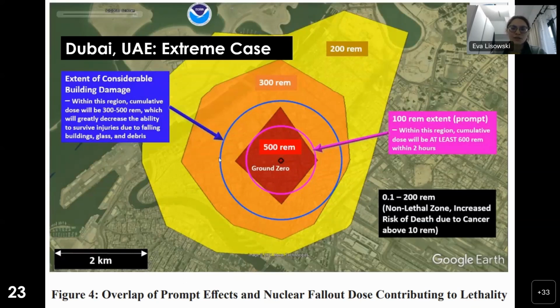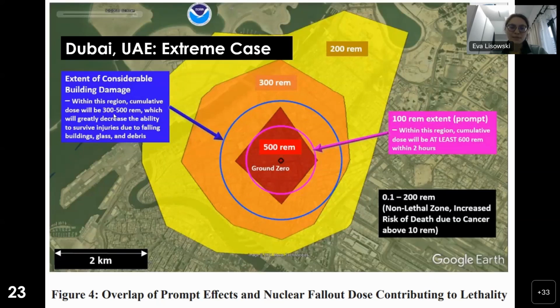And out here, what is happening at this blue circle? This is the extent of the considerable building damage. Out here, there is actually not so much prompt radiation. If someone could dodge the building's collapse, or maybe they have some injuries due to falling debris, they may escape. They could still leave and live a long, healthy life out at this blue circle.